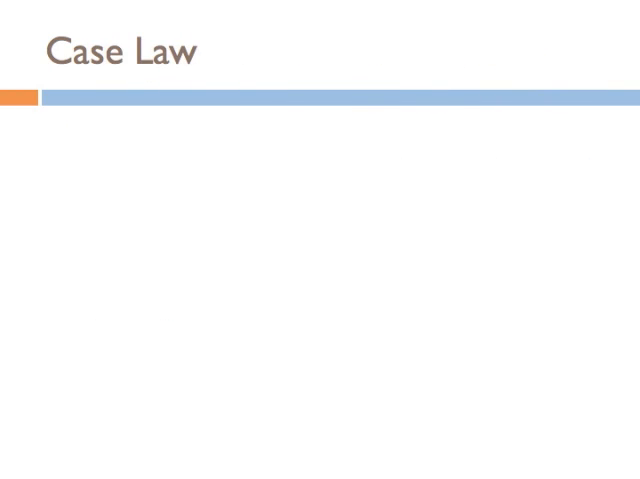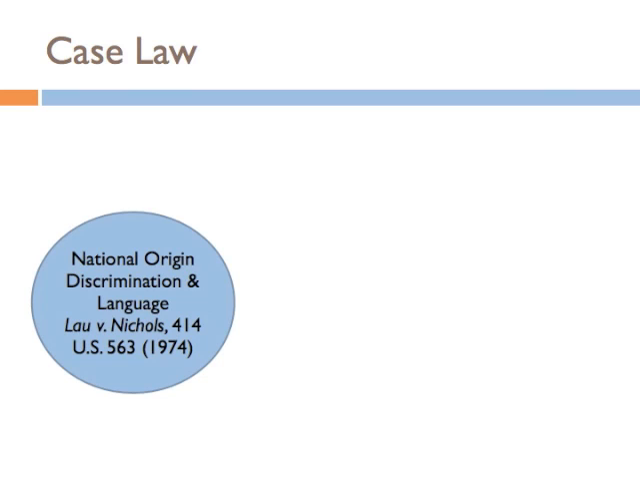Case law. Lau v. Nichols from 1974 was a civil rights case that was brought by Chinese-American LEP students living in San Francisco. The United States Supreme Court in Lau found that the lack of linguistically appropriate accommodations effectively denied the students equal educational opportunities. Among other things, Lau reflects the now widely accepted view that a person's language is so closely intertwined with their national origin that language-based discrimination is a part of national origin discrimination.